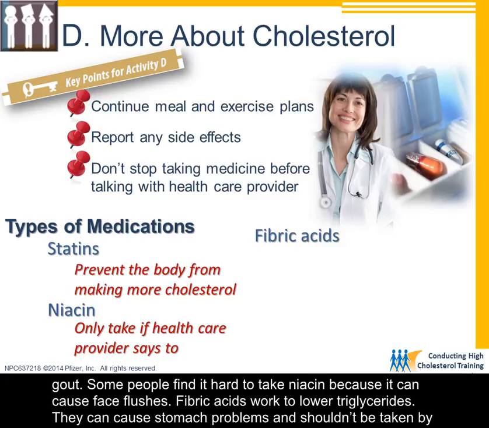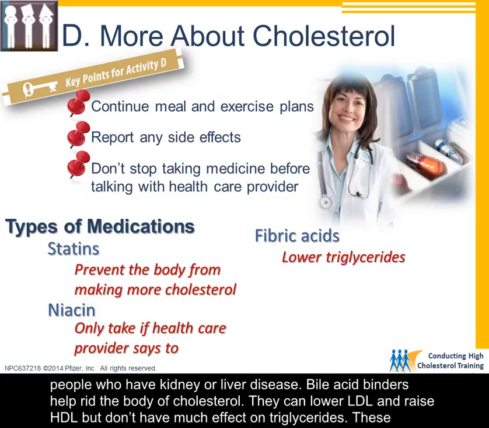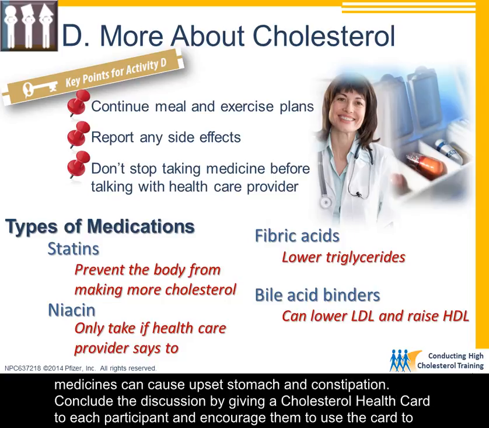Fibric acids work to lower triglycerides. They can cause stomach problems and shouldn't be taken by people who have kidney or liver disease. Bile acid binders help rid the body of cholesterol. They can lower LDL and raise HDL, but don't have much effect on triglycerides. These medicines can cause upset stomach and constipation.